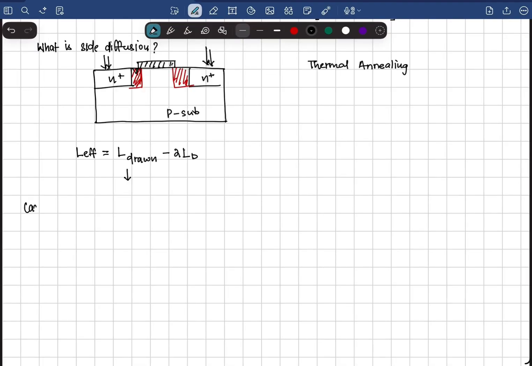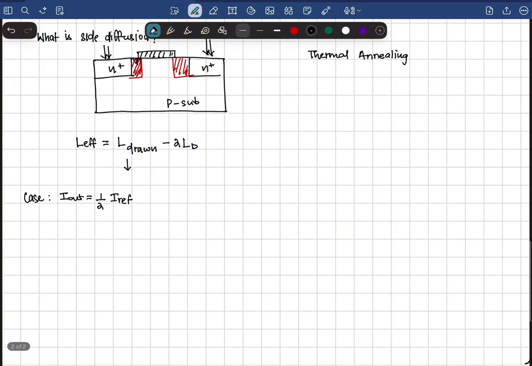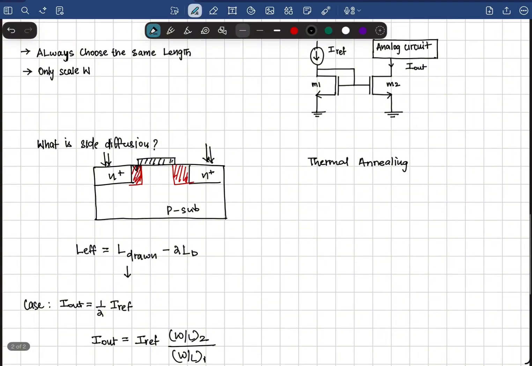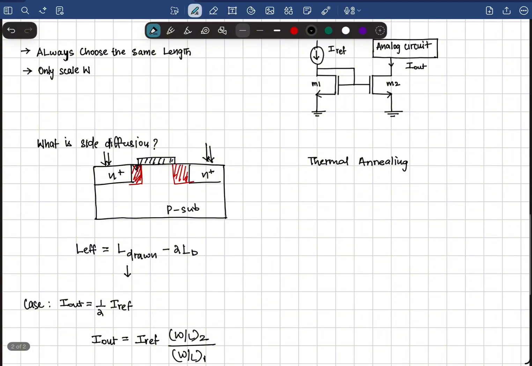Let's consider a case where I want the output current to be half of the reference current. And we know the formula for a simple current mirror can be given as I out is equal to I reference times W by L of the second MOSFET divided by W by L of the first MOSFET. The second MOSFET being the MOSFET into which the I out flows.